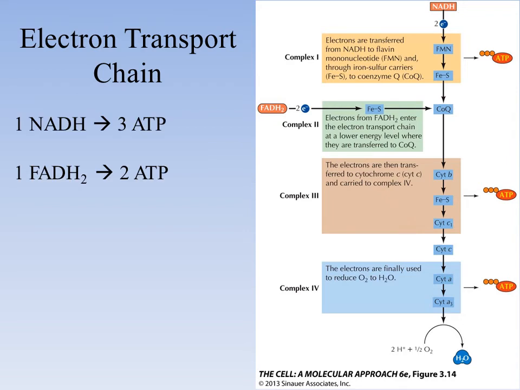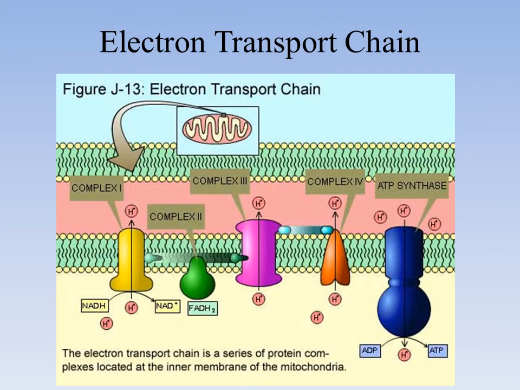So each NADH that we've gotten through metabolism will be used to produce 3 ATP through the electron transport chain, and each FADH2 will be used to produce a total of 2 ATP. All right, I want to show a better image that shows where this is. In the inner membrane of the mitochondria, this is where our complexes are located. And this shows a better description of what's actually occurring here.